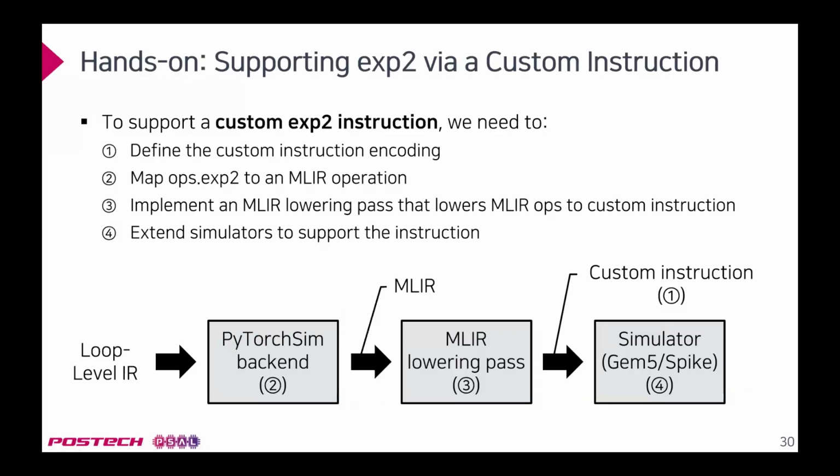Here's the plan. First, we'll define the custom instruction encoding in RISC-V. Then we'll map ops.exponent2 in the loop level IR to an MLIR operation. After that, we'll implement an MLIR lowering path that converts the MLIR operation to the custom instruction. Finally, we'll extend both simulators, Spike and Gem5, to support our new instruction. Let's go through them one by one.